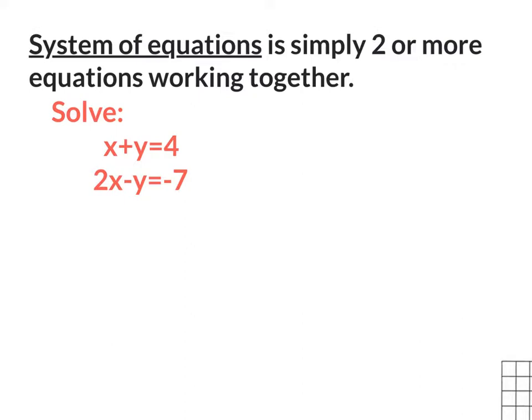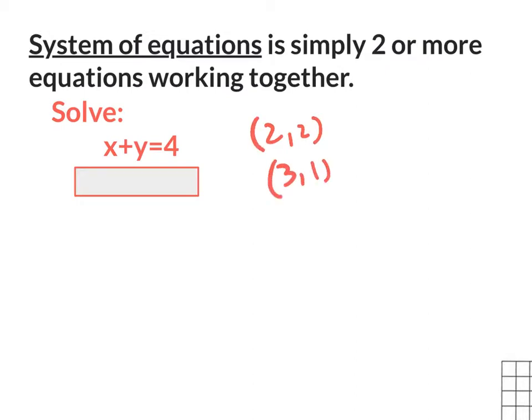There's 30-something of us here. We should be able to figure this out. What do we got to do? We want to find the answer that works for both. Now, if I just said, like, let me show you. If I just said, find the answer to that one, the answer could be 2 and 2, right? Because 2 plus 2 is 4. Or it could have been 3 and 1, because 3 plus 1 is 4.